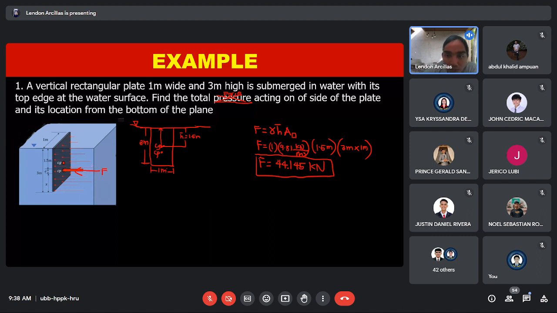Okay? So sinosolve natin, ito yung total hydrostatic force. Ang location niya is hindi doon sa center of gravity. Doon siya sa center of pressure. Doon siya mag-a-act. And always pala, yung center of pressure is always below the center of gravity. Okay? So pag nasolve natin yung hydrostatic force, mag-a-act yan below sa center of gravity. So, how do we find the center of pressure? Dito kasi mag-a-act yung F.